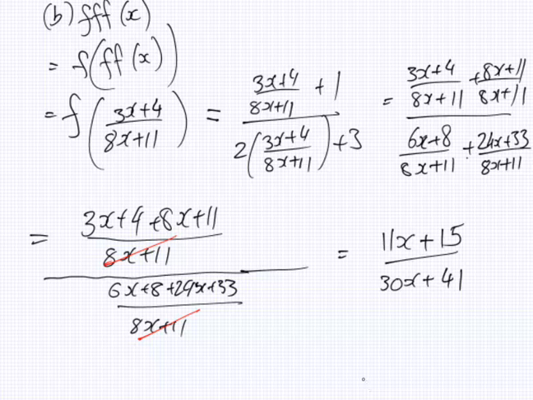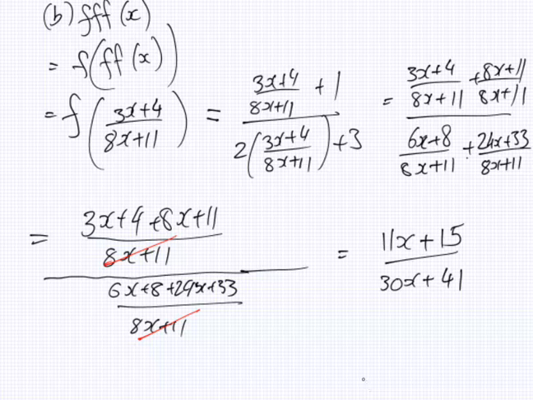You got an answer? Yes. What is it? 11x plus 15 over 30x plus 41. You sure about that? No. Alright, let's do this part now.